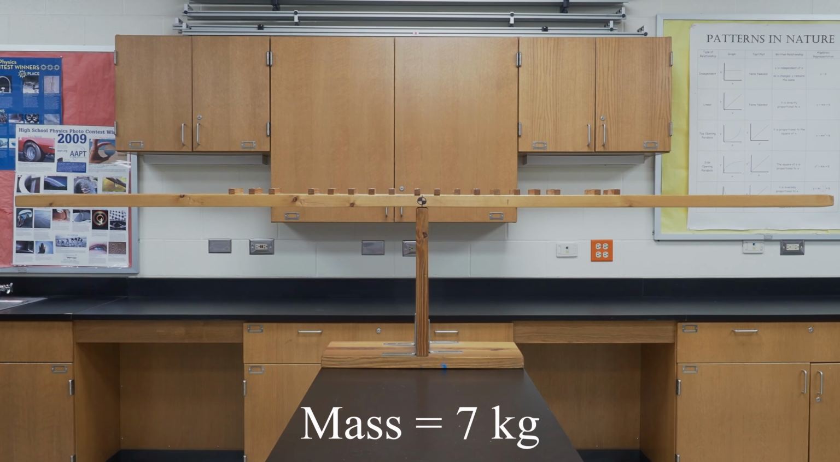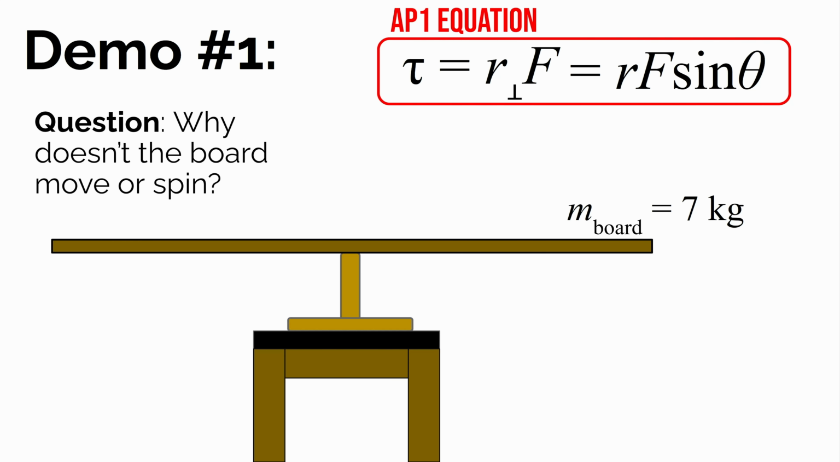So we can clearly see that the board is not moving and it's not spinning. So the question is, well, why doesn't it move and why doesn't it spin? Well, we know objects, when they're at rest, the sum of the forces is zero. So all the forces are balanced in both the x and y direction. So let's just first think about what are the forces on this 7-kilogram board.